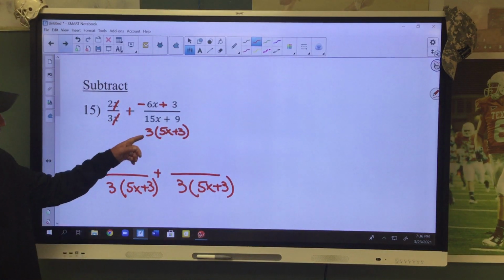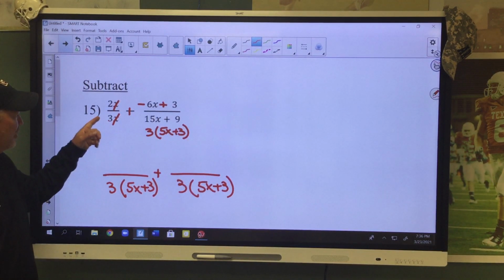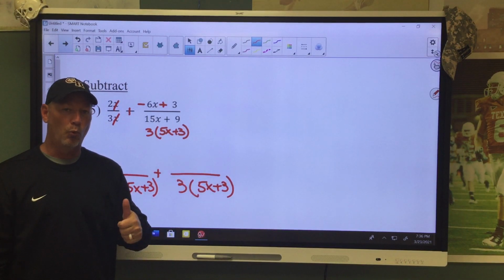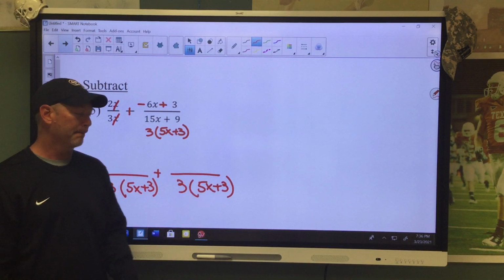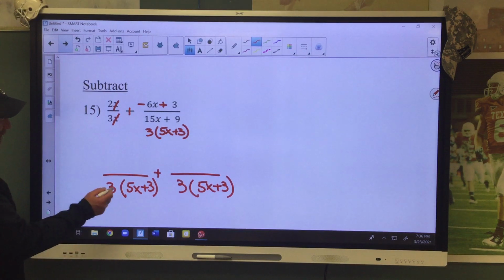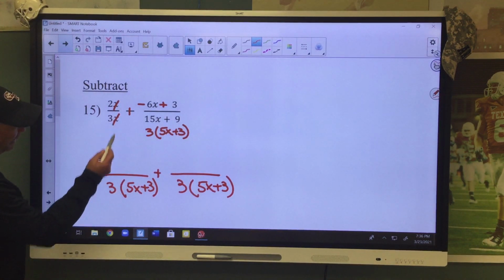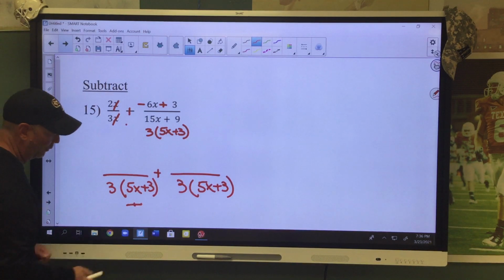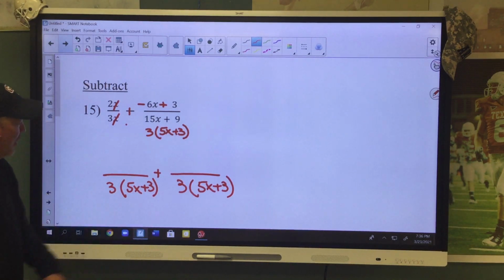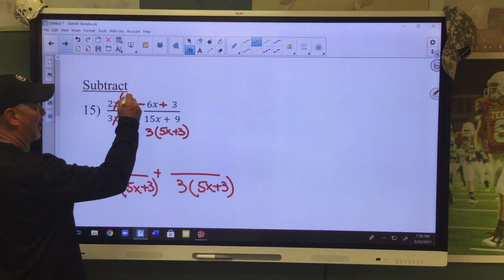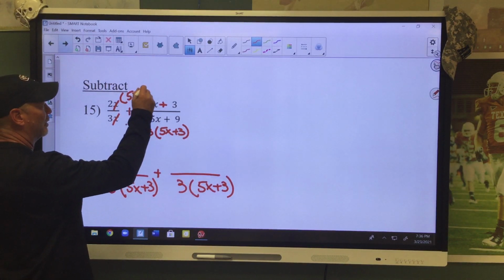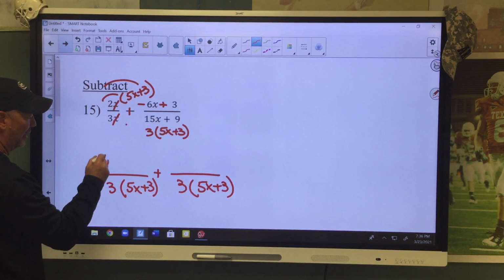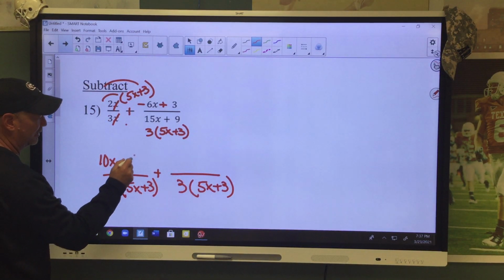So when this 3 is outside the parentheses and this 3 is outside the parentheses, you do not need 2 of them. 1 will take care of everything. All right? To make our denominators match, I would have to multiply times 5x plus 3. Let me erase that real quick, excuse me. So I'm going to multiply times 5x plus 3. When I distribute my 2, I get 10x plus 6.